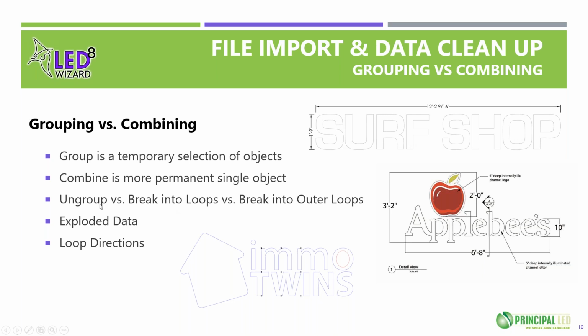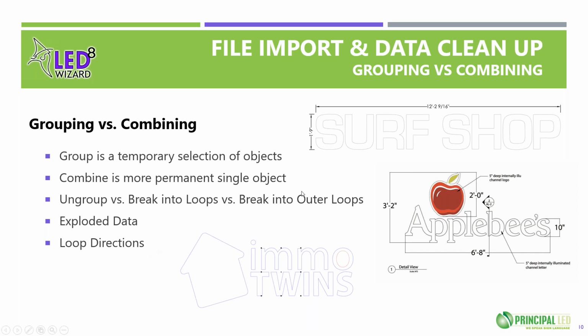If you have something grouped, you can ungroup. If you have something combined, you can then break into loops or break into outer loops, and that is how you can decompose something that's combined. So combining is generally thought of as something more permanent, but you can break that down into its individual loops as well.